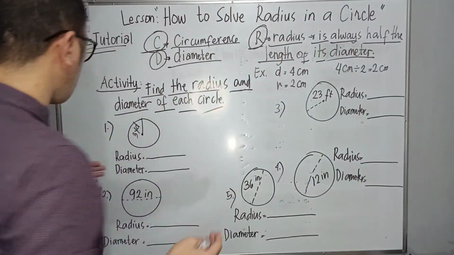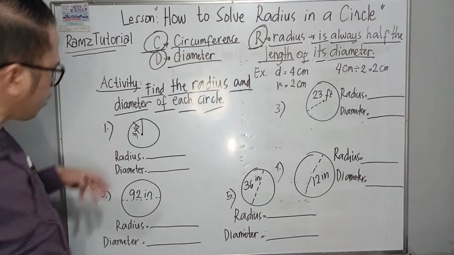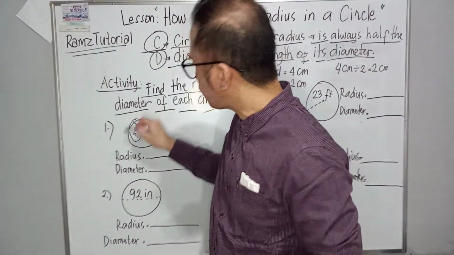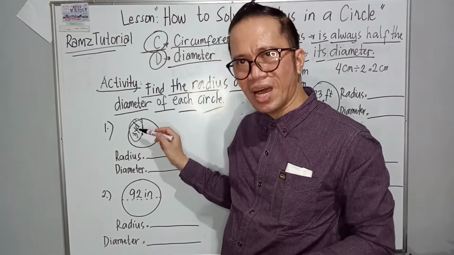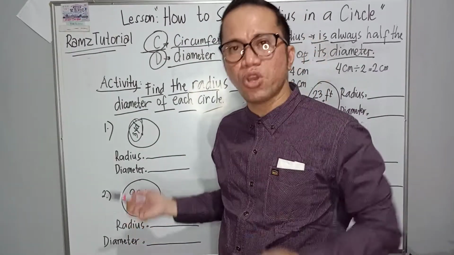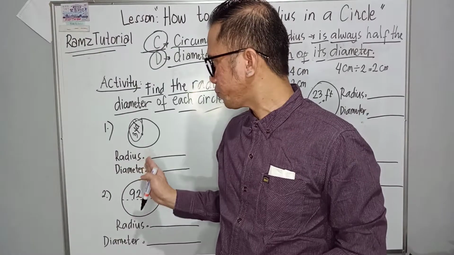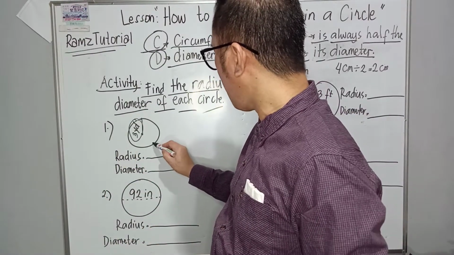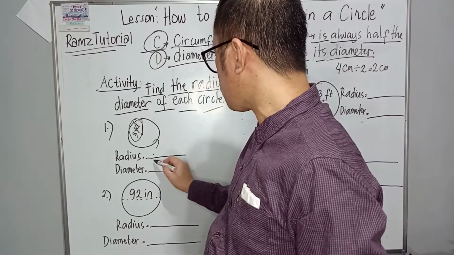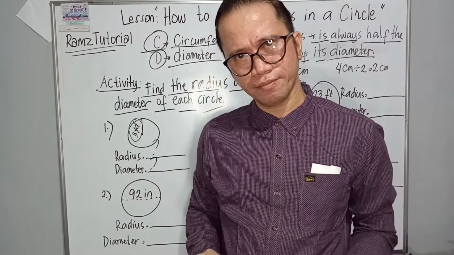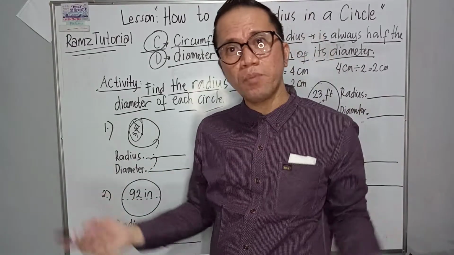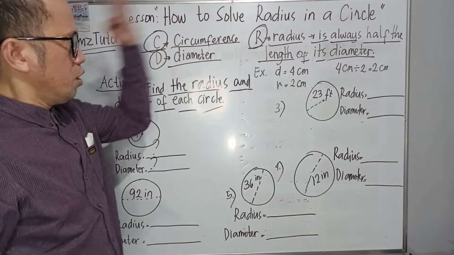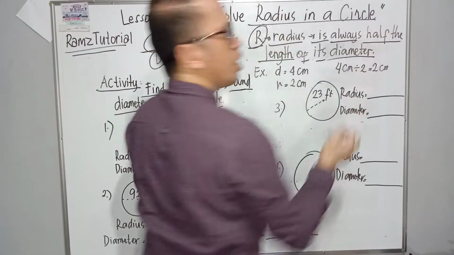Now here in our problem number 1, as you have seen, it measures 3 yards. Y D represents yard. That is the measurement of that particular circle. Now our problem is that we are going to find out the radius, question mark, and the diameter.